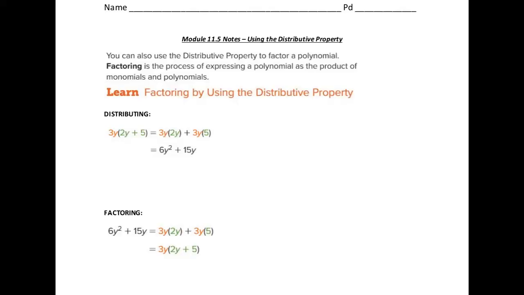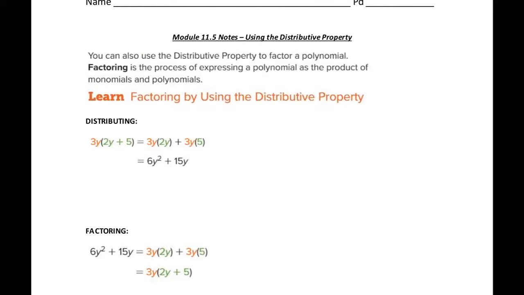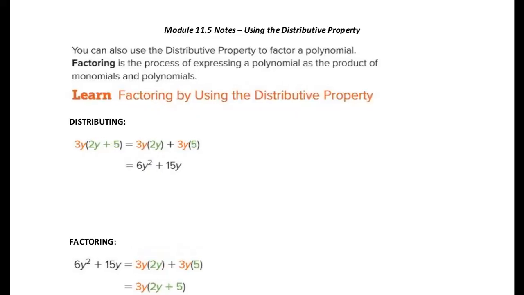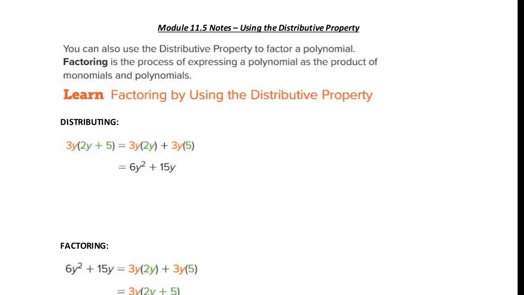All right. We use the double distributive property, or here just the regular distributive property. Okay. What we are talking about, factoring, is like the reverse of the distributive property. All right. So factoring, you might want to underline this. Factoring is the process of expressing as the product of monomials and polynomials. Okay?